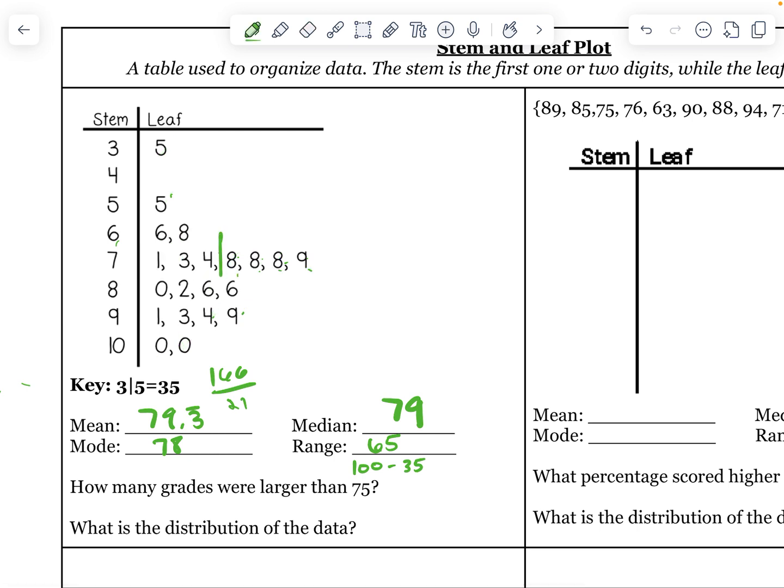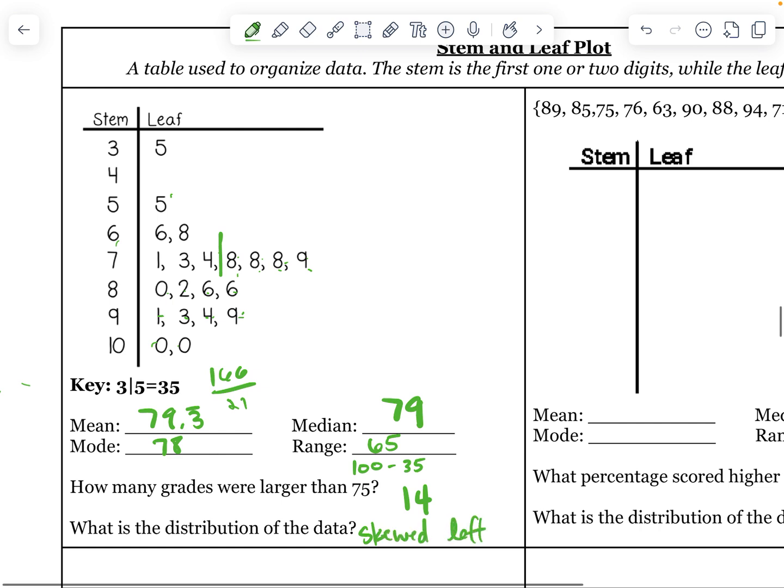All right, how many grades were larger than 75? 1, 2, 3, 4, 5, 6, 7, 8, 9, 10, 11, 12, 13, 14. Distribution of the data, no skew. Well, I mean, that's an outlier. I guess my median is a little higher than my mode. So we're going to say skewed. Let's see if it's smaller. That's going to be skewed left.